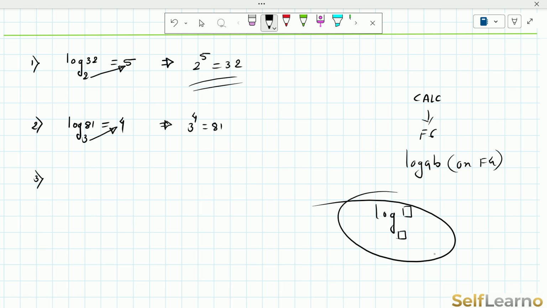We are just starting to learn a new concept. So please keep patience. We will escalate. As of now, I want you to learn the basic things about logarithm.